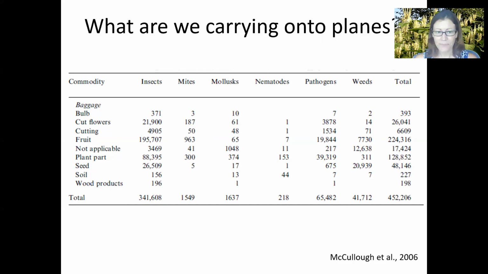This is just a table of APHIS screening from, I can't actually remember, the time period was 1984 to 2000 from one of these APHIS databases. And basically, there are a lot of things that people are bringing into the US in their luggage. Cut flowers containing insects, fruits containing tons of insects as well as pathogens, bits of plants containing insects and pathogens, weedy seeds, stuff like that. We bring a lot of things in.